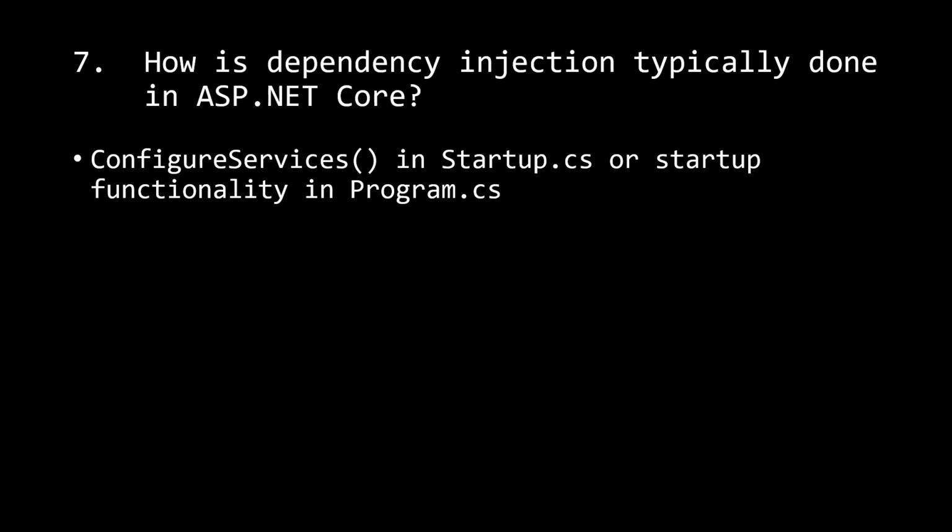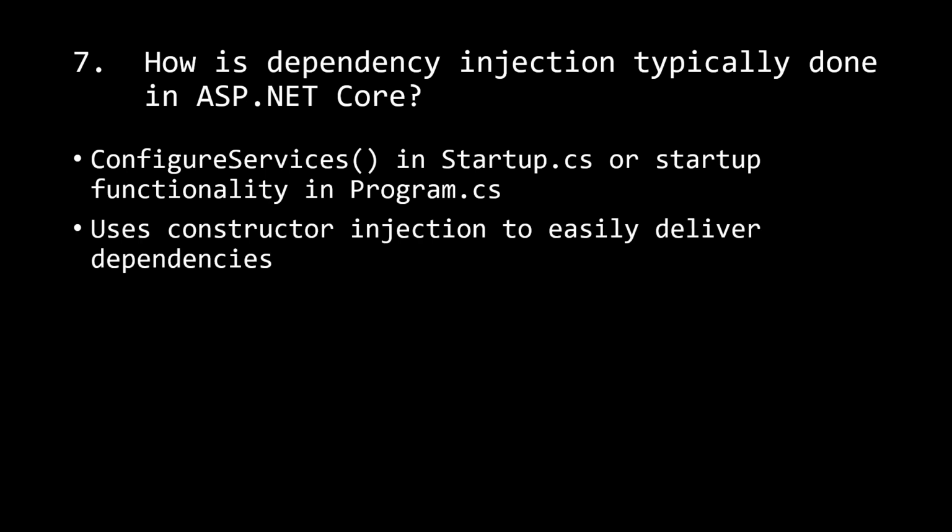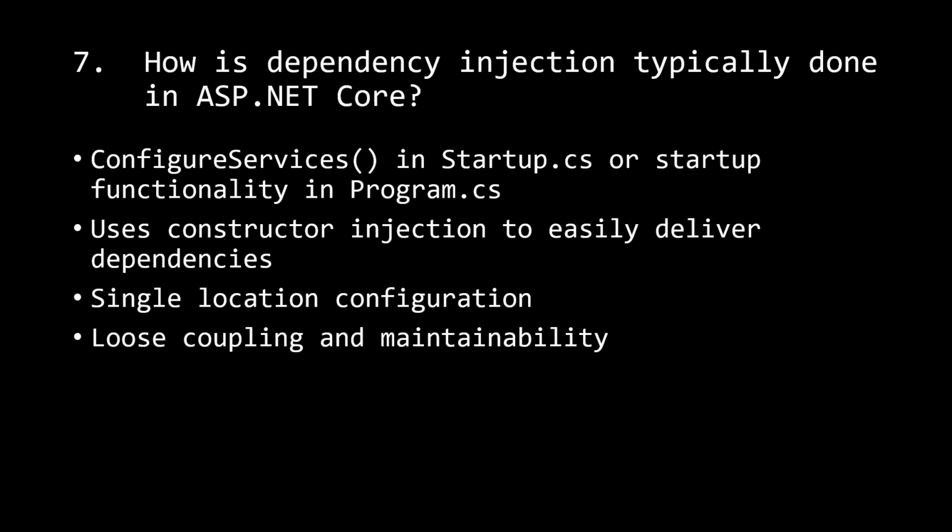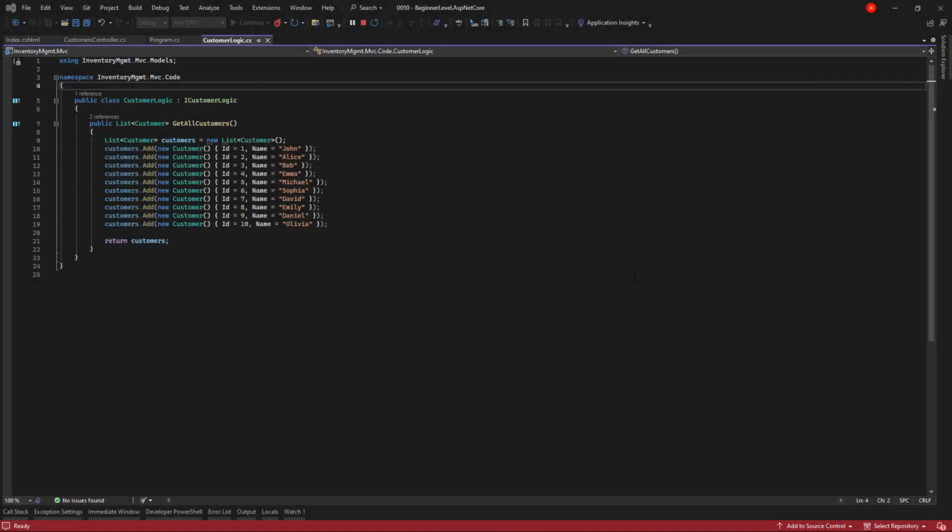Dependency injection is handled by the ConfigureServices method in Startup.cs or the startup functionality of Program.cs. And instead of having every object in your application know how to create their own dependencies, you can use constructor injection to easily deliver the dependencies that each object needs, and only having a single location where you configure those services. This is important for creating maintainable software because it promotes loose coupling and maintainability and makes your application more testable. And I've got a quick example of dependency injection in action.